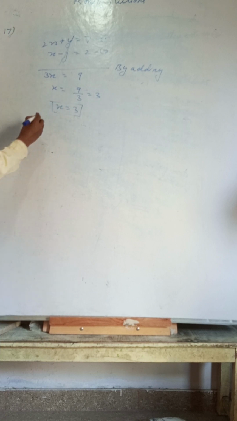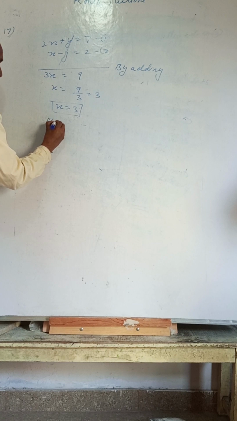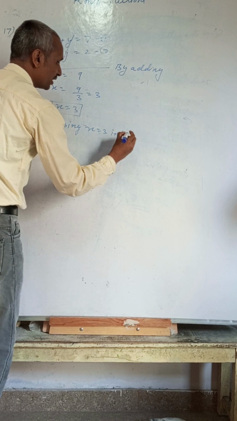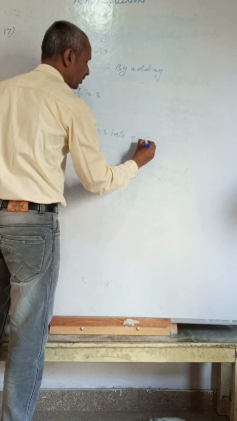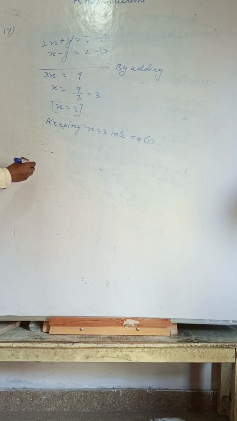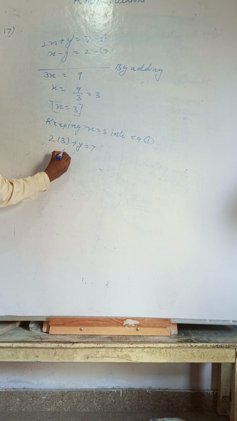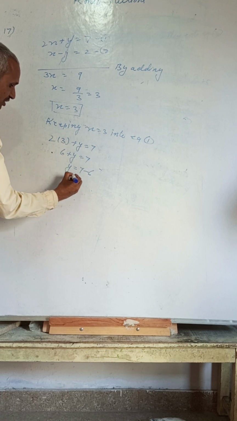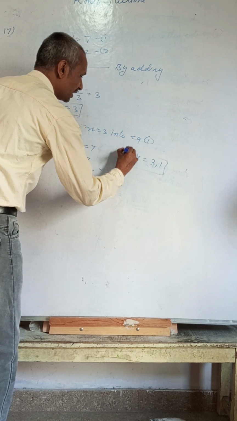Now substituting this value, x is equal to 3, into either equation number 1 or 2. Suppose I am substituting into equation number 1: 2 into 3 plus y is equal to 7. So 6 plus y is equal to 7. Transposing 6 to this side, y is equal to 1. These 2 values we got, so x comma y is equal to 3 comma 1. This is the elimination method.